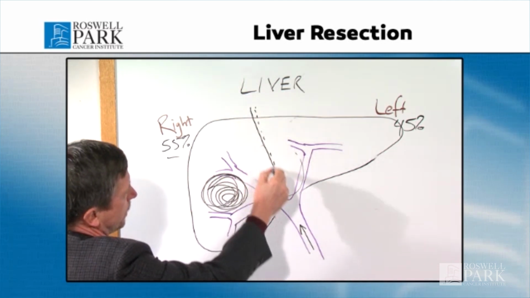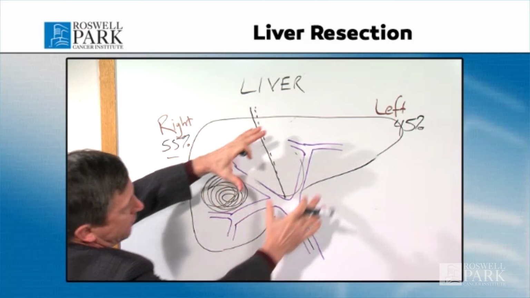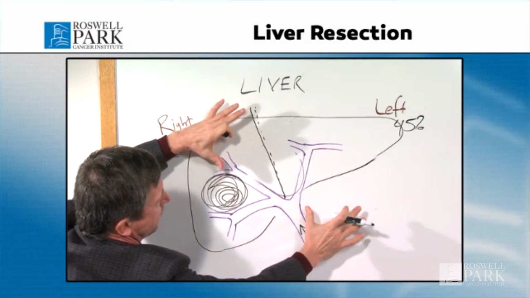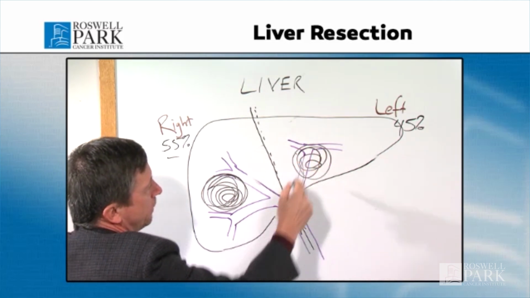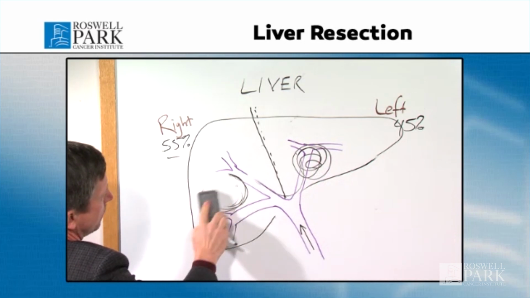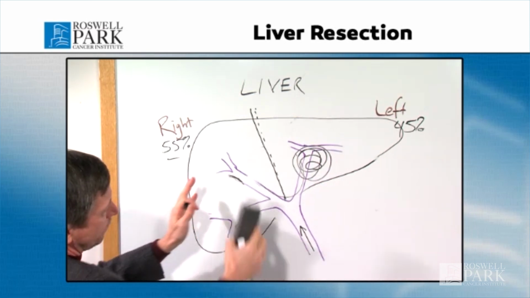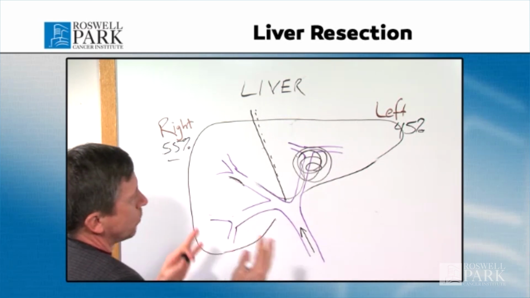So in that particular case, we would be removing this side of the liver, the right side, and the left side of the liver would grow back. If the tumor is over here, for example, then we would remove this side of the liver, and the healthy side of the liver, the right side, would be the side that would regenerate. So again, it depends on where in the liver.